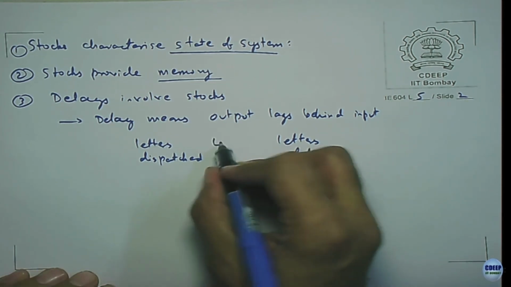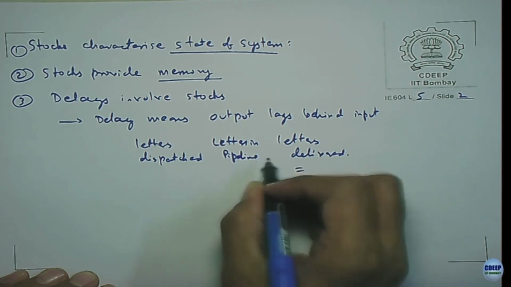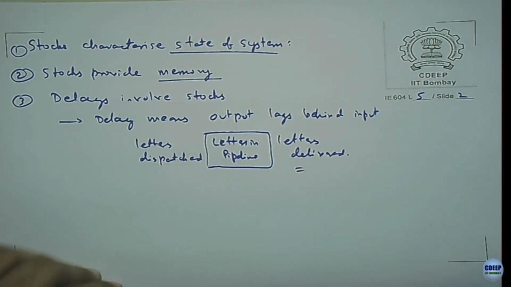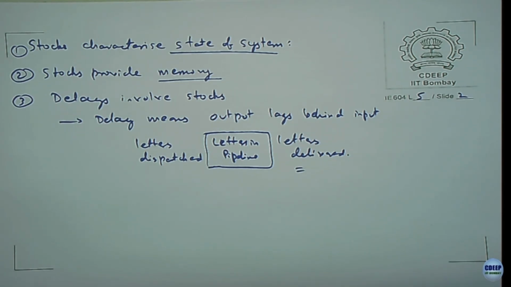So we can have a stock called letters in pipeline. This becomes your stock. Of course, these other two become your delays. Or, as soon as you put raw materials into the shop floor, it doesn't become a finished product. It spends some time on the shop floor. After the end of a day, a week or a month, it becomes a finished product. The raw materials, after a delay, become a finished product. So until then, during the production process, those raw materials are available within the shop floor. So delays involve stocks.